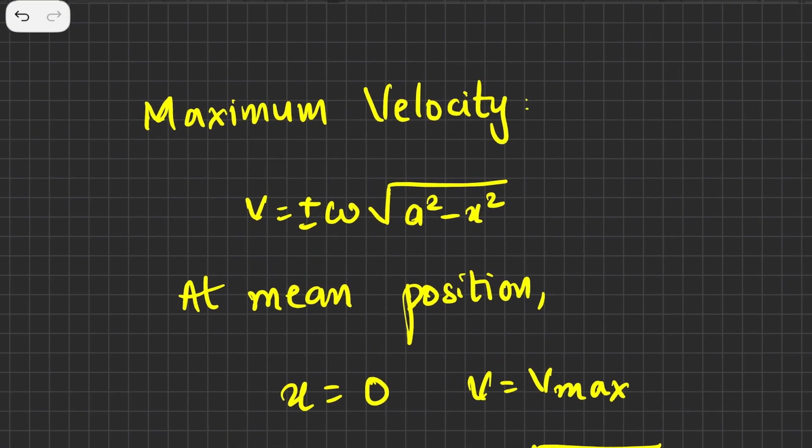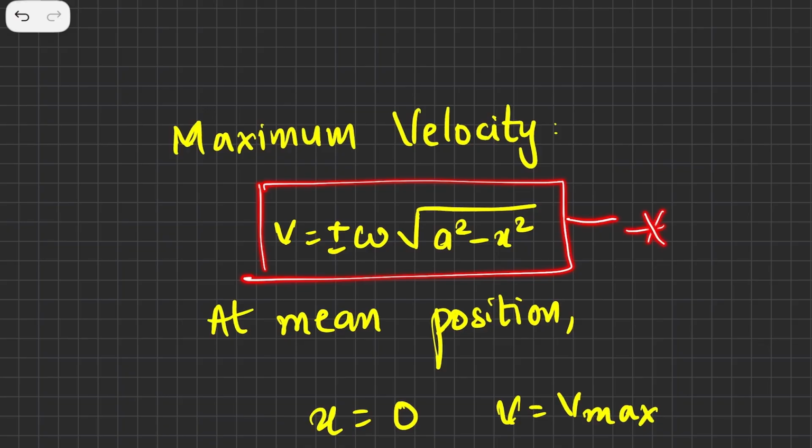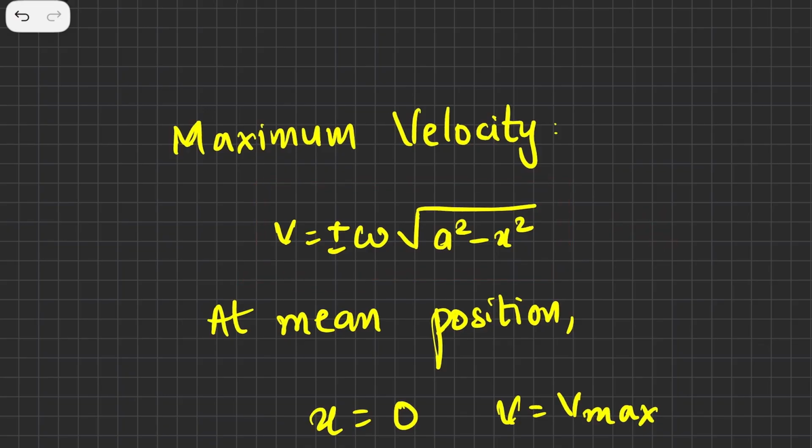So let's just start with velocity, maximum velocity and the minimum velocity. If I wish to find out the maximum velocity, I will start with the formula for velocity. I derived this formula in one of my previous videos. In order to go ahead we will have to remember this formula: v is equal to plus minus omega root of a square minus x square, where x is displacement, a is amplitude, omega is angular frequency and v is velocity.